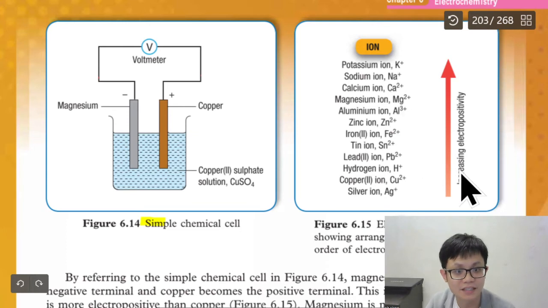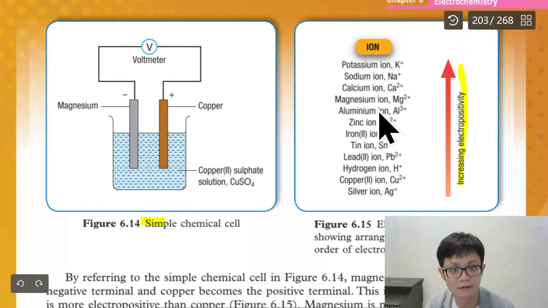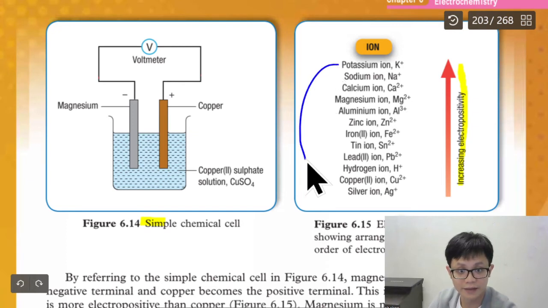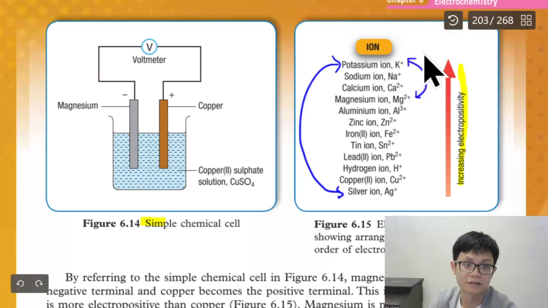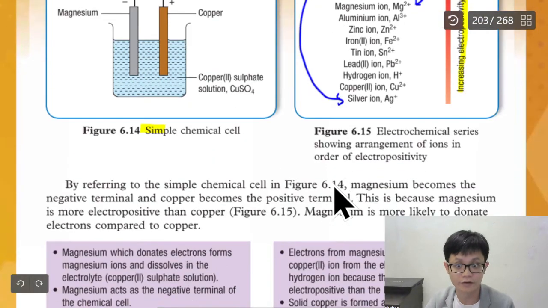And this is the increasing electropositivity. You need to use any two different ones from here, then you just put them inside the water. Of course, if you want to get the highest charge, you use potassium and silver. This one you get a lot of electricity, compared to magnesium and copper, where the distance is nearer, so you get less electricity. The further apart they are, the more electricity you will get.